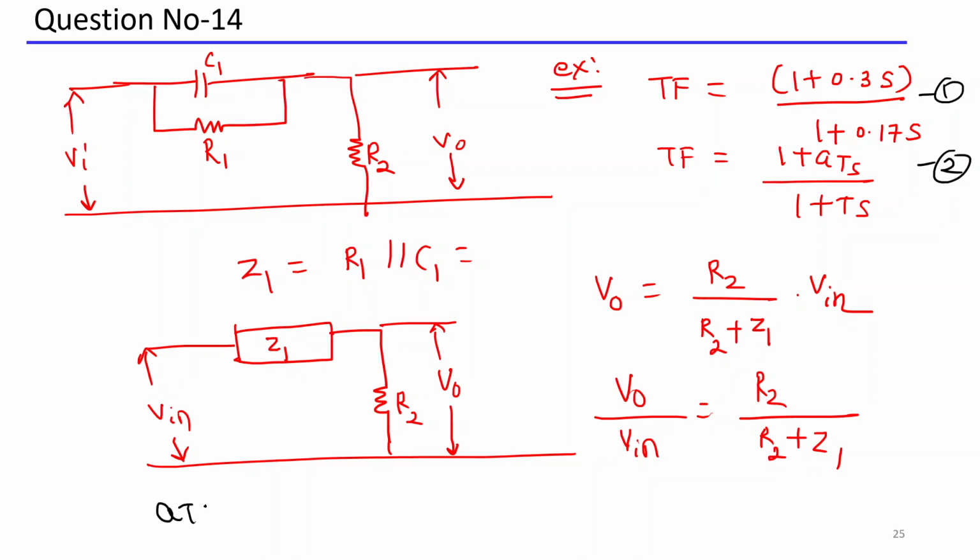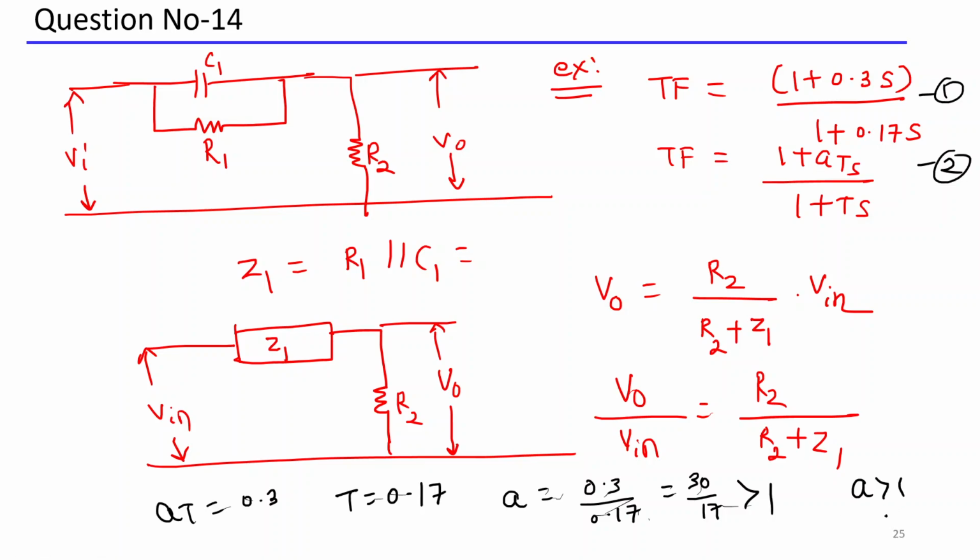So a into T is now 0.3 and T is now 0.17. From here you can find out the value of a: 0.3 divided by 0.17. This value is approximately 30 divided by 17, which is greater than 1. A is greater than 1, so it is a lag compensator.